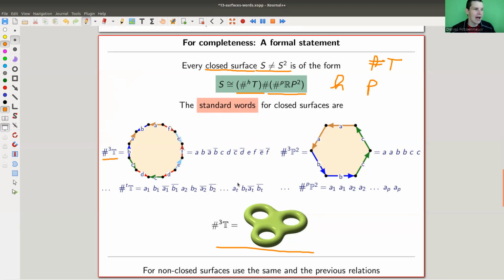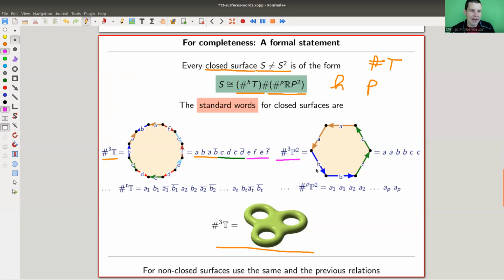So here's a picture, and the reading word, the standard word, is: here's the first handle. It's A, B, A inverse, B inverse. Here's the second handle, same pattern, C, D, C inverse, D inverse. And here's the last handle, same pattern, E, F, E inverse, F inverse. Okay, and so on, right? If you have 10 of them, they just continue.